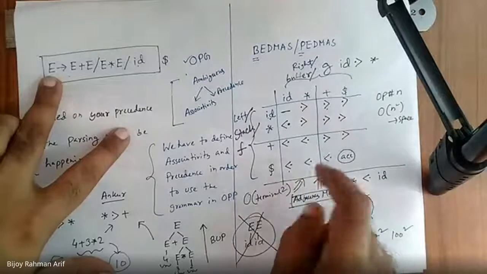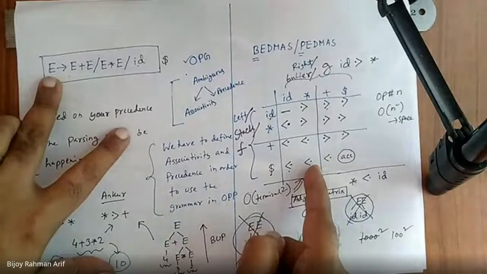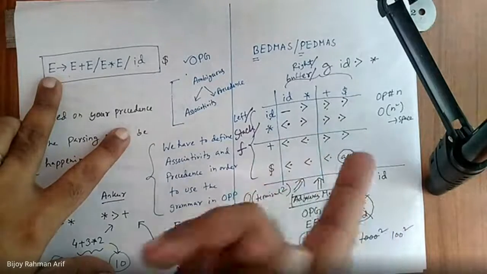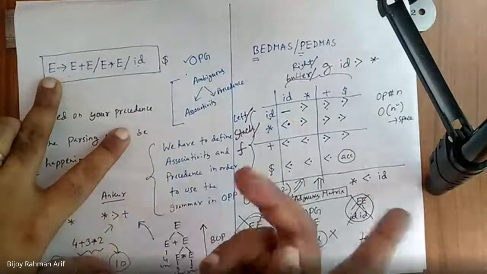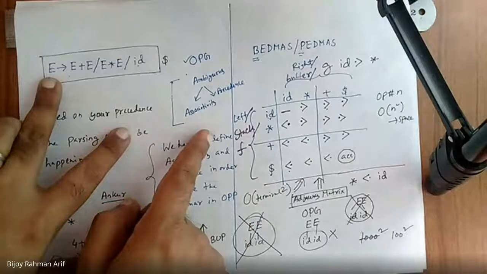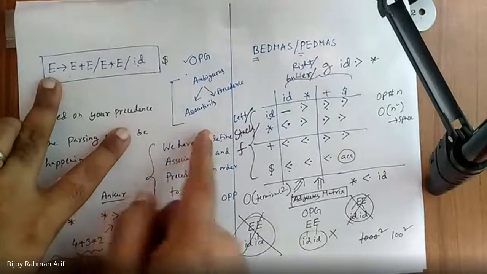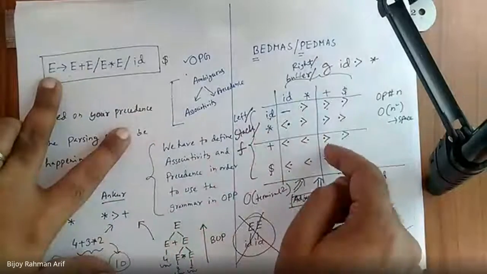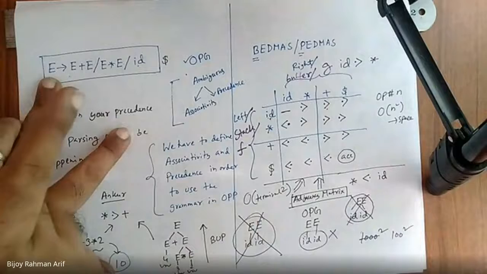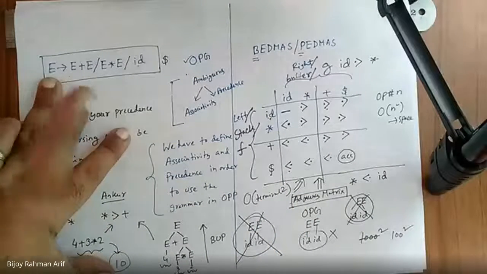We have derived the graph using this table. Am I right or not? Yes. In the graph, if 2 operators are same, definitely that is an error. That means it is not parsable. Did you get it? In this table, if any entry has an equal sign, definitely that means it's an error, and you cannot parse it using this table.